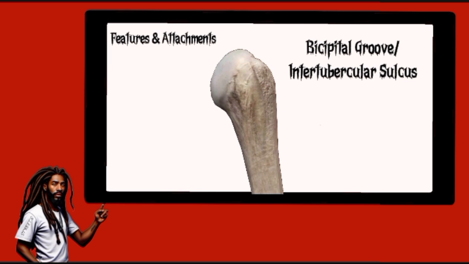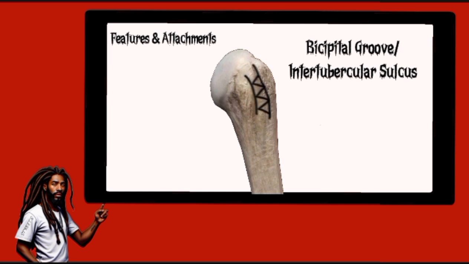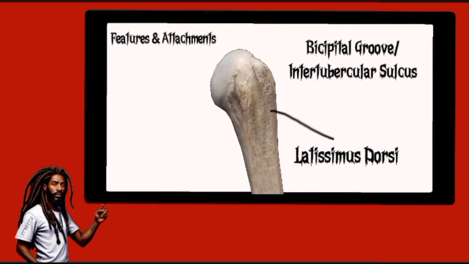Teres major muscle. Then the lateral lip gives attachment to a muscle known as pectoralis major. Then in the center, on the floor between those two muscles where they attach, we get one muscle known as latissimus dorsi inserting there. So those are the features of the upper end of the humerus bone.